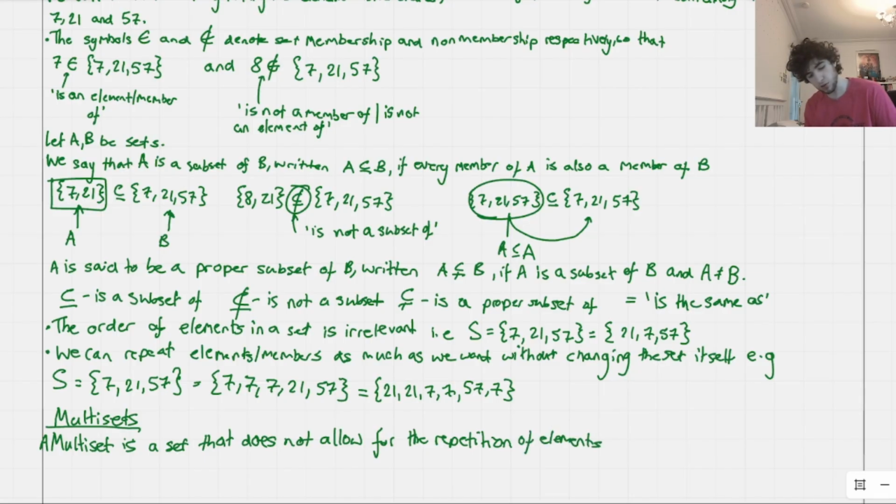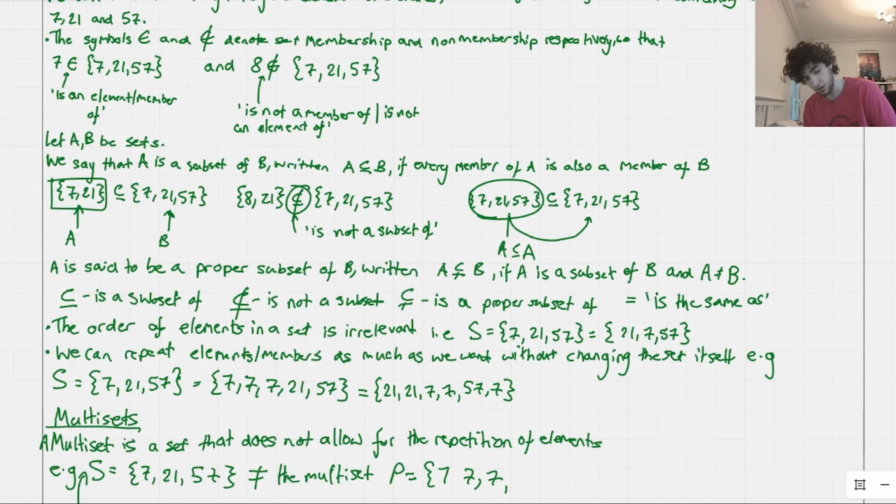As an example, you might have a multi-set, let's just say it's S. This is a multi-set, which is exactly the same in terms of format as the set capital S. There's really no difference, so you'd have to write either multi-set or set to reference which one you're talking about. In this case it's a multi-set, so you have to specify it. This multi-set capital S is not equal to the multi-set P, where P is a multi-set containing three 7s, a 21, and a 57.